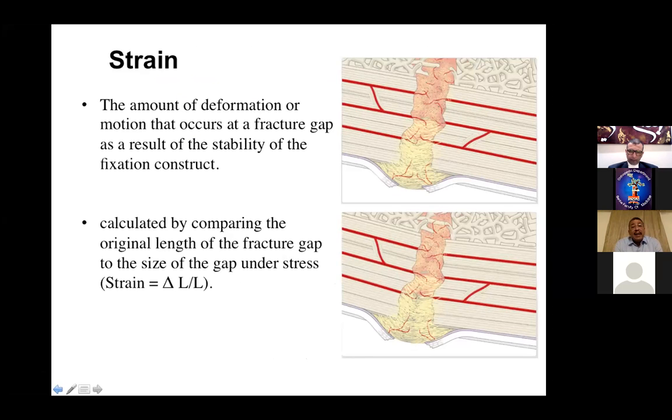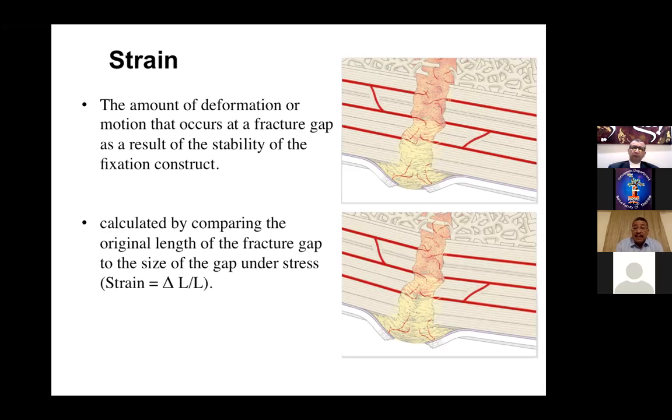Here, I would like to talk briefly about the strain. What is the strain? And why should we talk about strain in this part of the presentation? The strain is the amount of deformation or motion that occurs at a fracture gap as a result of load applied to the fixation construct.